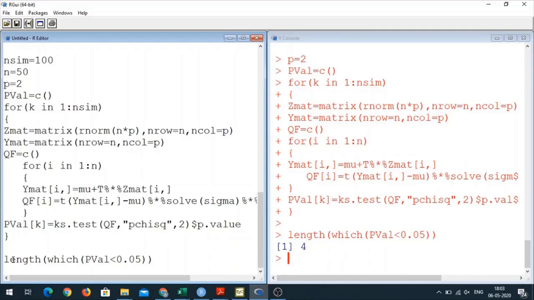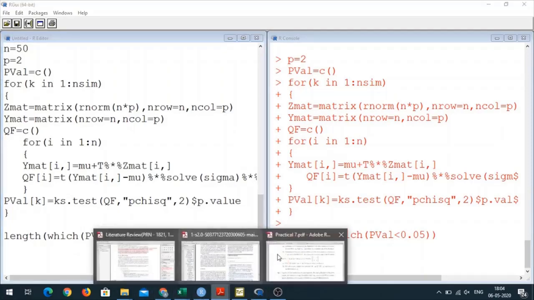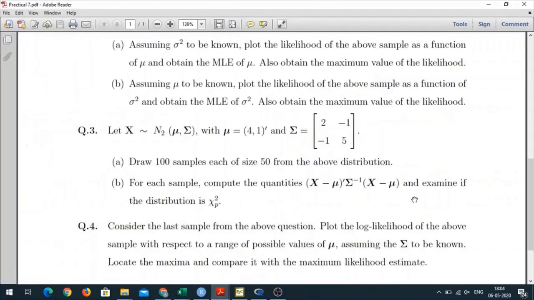So it should be roughly 5%. That means if you do this entire exercise many times, and take the average number of times the p-value is less than 0.05 out of 100, then it should be near 5. Okay, so this is how we have verified the chi-square assumption.